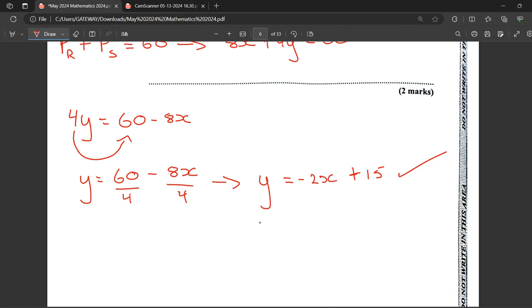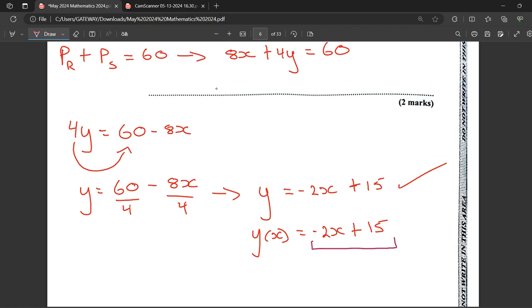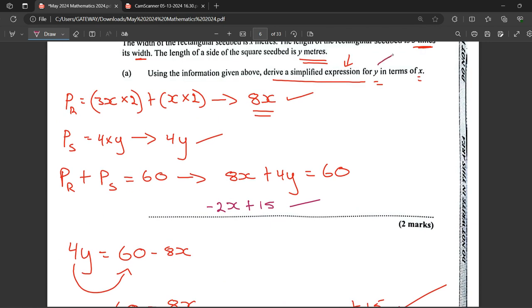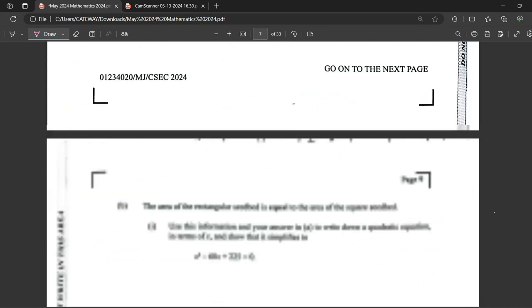But remember, I could write this as a function. I could say y of x is equal to negative 2x plus 15. But if I want to write this as an expression, I just put in this part here. So my answer will be negative 2x plus 15. That is y in terms of x, because y is equal to negative 2x plus 15. So this is the expression without the equal sign.